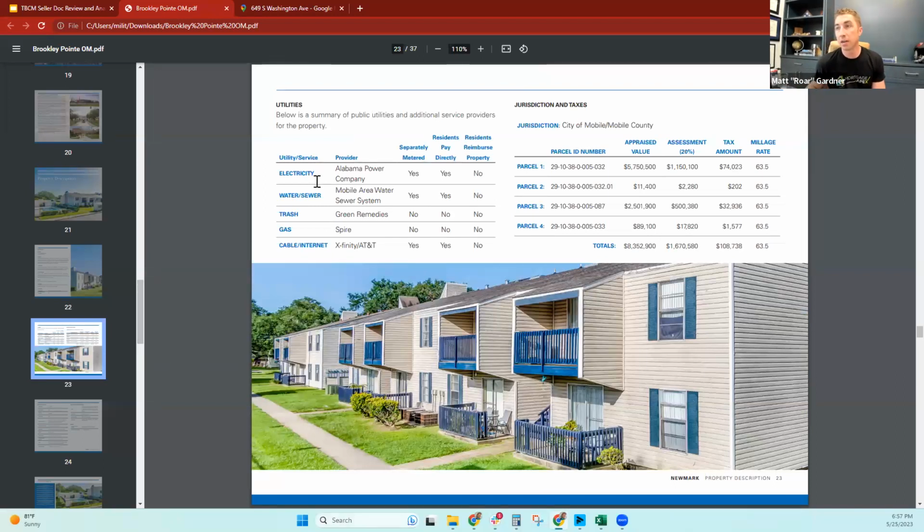From there, they talk about what is tenant paid versus what is owner paid, and how all reimbursements are going to go as far as electricity, water, trash, gas. And so this is going to be something we're going to jump into in the T12. It's good to know there.